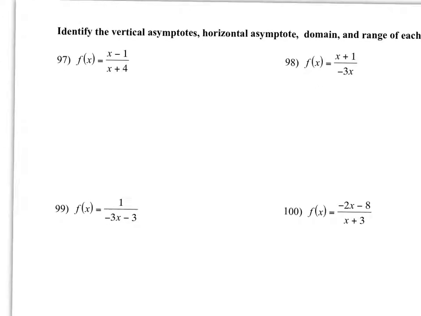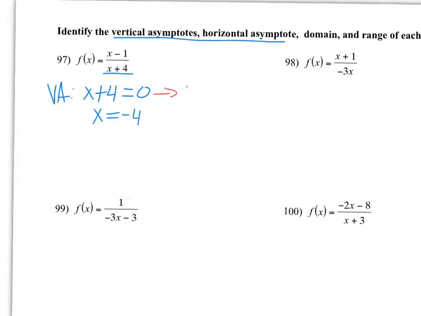Okay, we've got to identify the vertical and horizontal asymptotes, domain, and range for each of these. I'd start with the asymptotes. On your exam, domain and range might be listed first, but let's start with our asymptotes because those are easier to find. To find the VA, we're going to set the bottom equal to 0. So x plus 4 is equal to 0. That means that x equals negative 4 is my vertical asymptote.